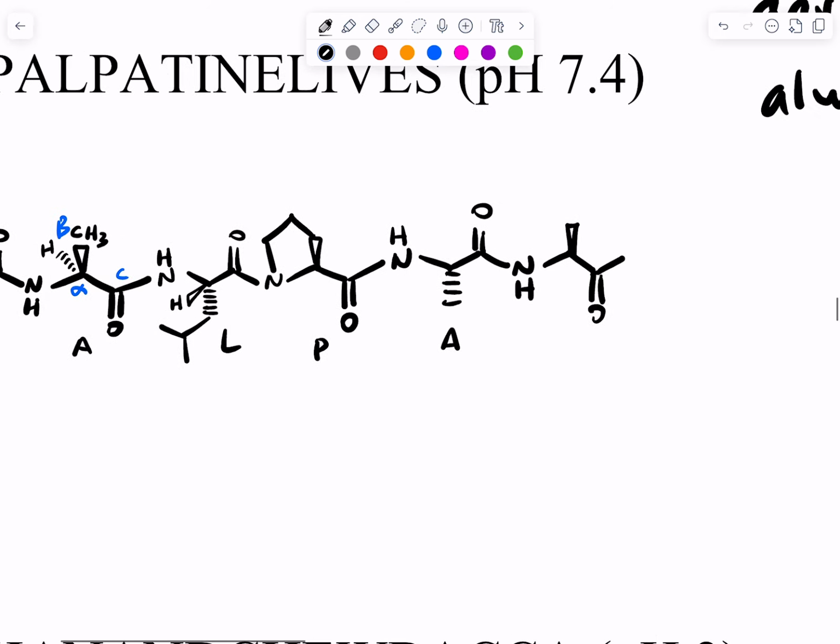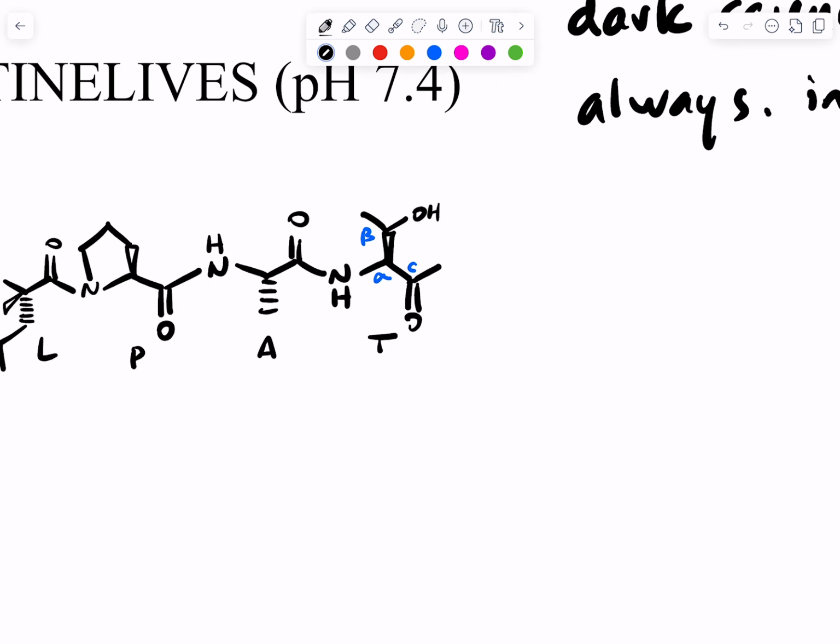All right, there's PAL, and then we need a T. What is the identity of threonine? Methyl and, yeah, alcohol. And though that beta carbon is a stereocenter, I'm not requiring you to know what that stereocenter's configuration is, okay?